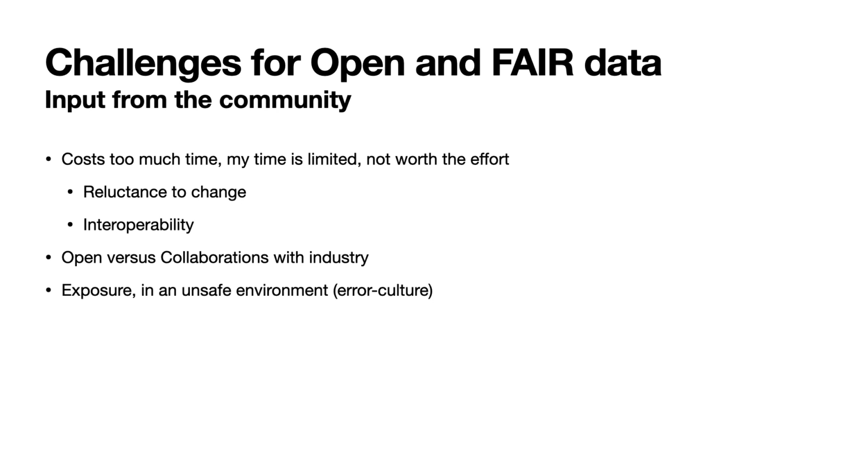Something that we hear very often is that working in an open way creates exposure. And this exposure can be very frightening, in particular when you work in an unsafe environment. So when you're making your data available, then everybody can see what you're doing. And if people think that you made a mistake, then, well, you can be called out on that. And of course, that is what science should be, right? We should be able to criticize each other's work and improve each other's work.